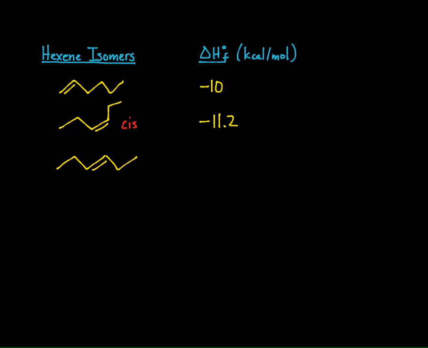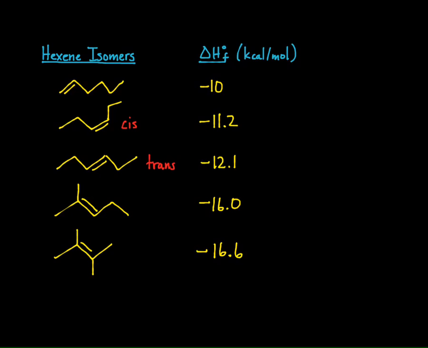And I can compare the cis to the trans 3-hexene, and I see that the trans is a little bit more stable than the cis isomer. Now when I compare that to 2-methyl-2-pentene, I see that 2-methyl-2-pentene is even more stable at minus 16 kilocalories per mole. And then lastly, I'm going to look at 2,3-dimethyl-2-butene, and I see it has a delta H of minus 16.6 kilocalories per mole. So I've basically ranked these in order of increasing delta H of formation, increasing stability.